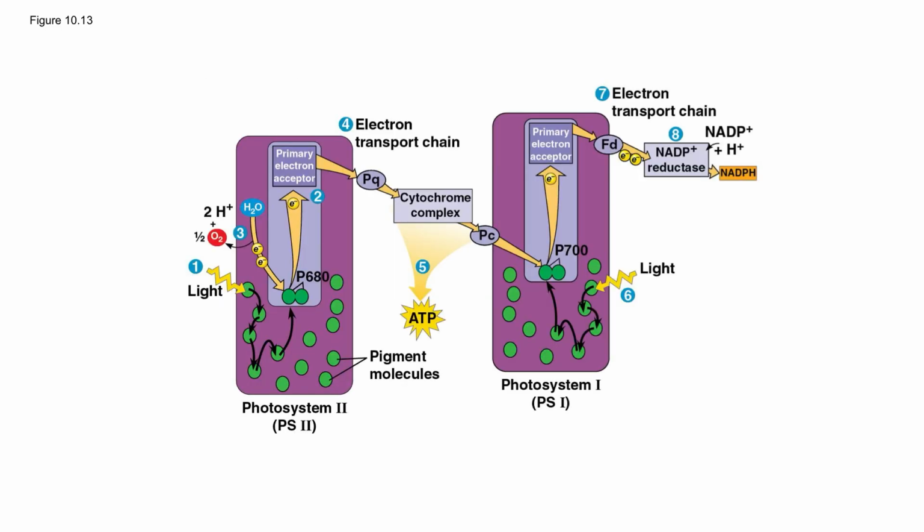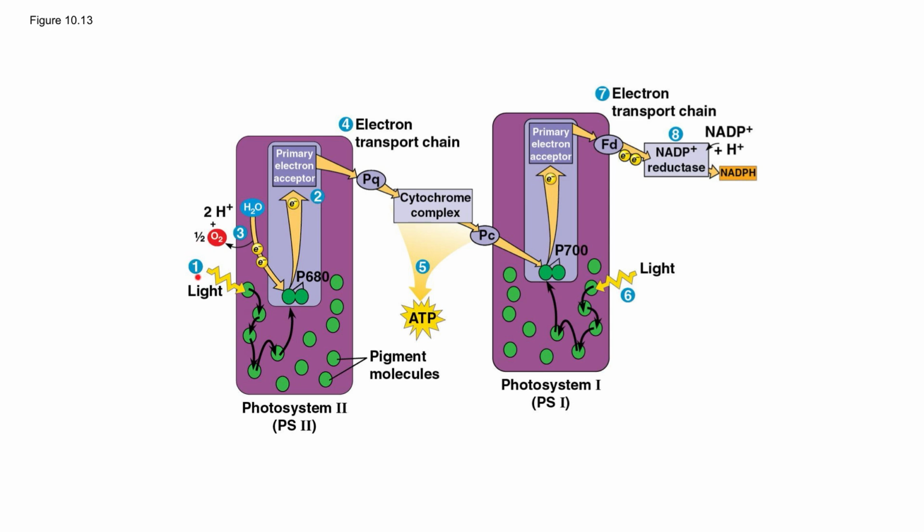Now that we've gone through the process of linear electron flow, let's take a look at it in this figure and go through it again using this visual. So light is going to enter the leaf of the plant, and then eventually it's going to get into the thylakoid membrane and be able to interact with these photosystems.